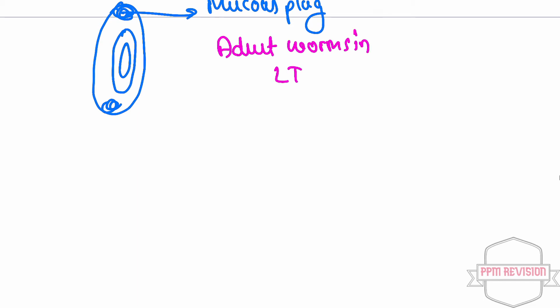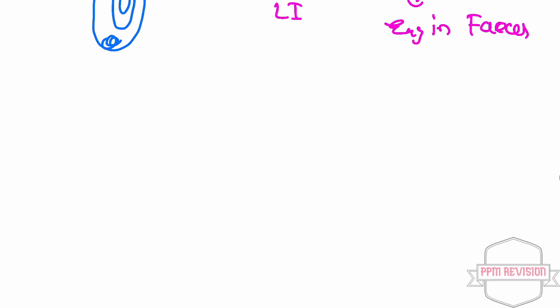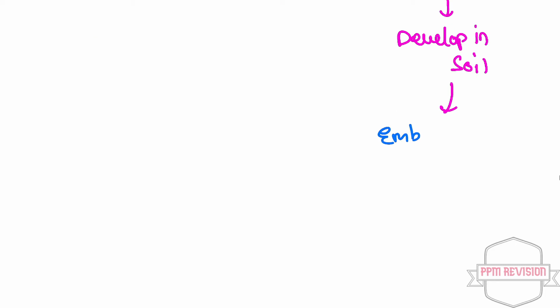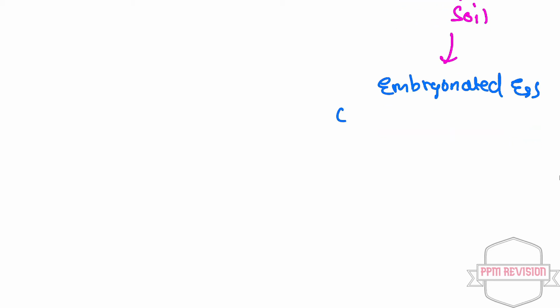Next, what happens is it goes out as egg in feces. It's common in most of the worms. Next, it goes and develops in soil. And then the embryonated egg contains rhabdiform larva.